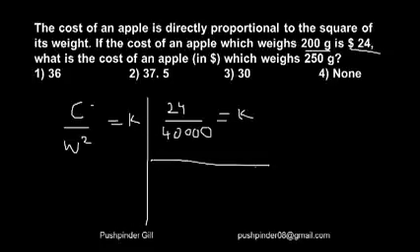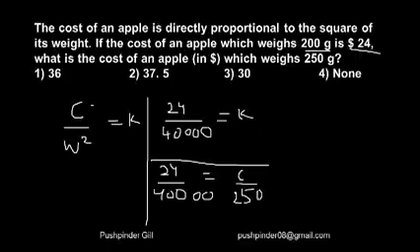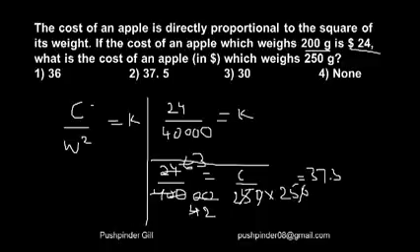Now this is the value of the constant over here. 24 upon 40000 is equal to, now the weight is 250, so that means cost upon 250 times 250. Fine. So if you see, these zeros would go away, this 25 is gonna cut this 100 by 4, 4 times 6, and 2 times 2, 2 times 3. So this is nothing but 75 by 2, which is 37.5.